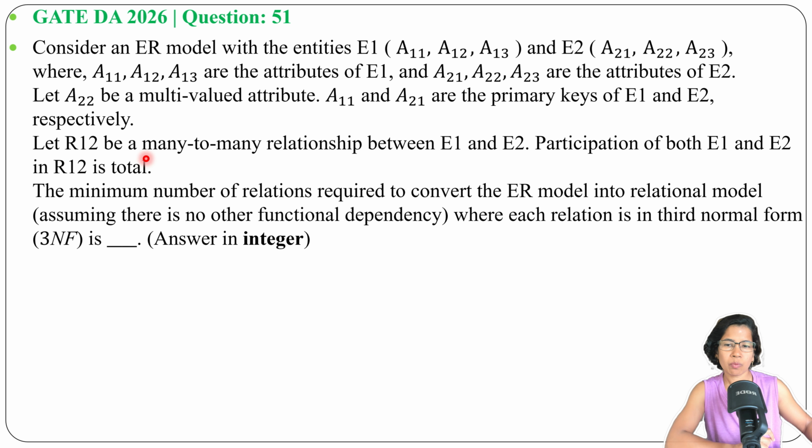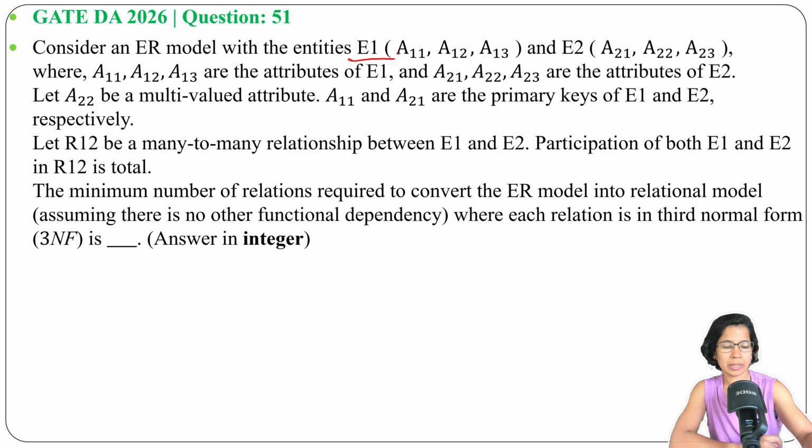Let R12 be a many-to-many relationship between E1 and E2. Participation of both E1 and E2 in R12 is total. The minimum number of relations required to convert the ER model into a relational model, assuming there are no other functional dependencies, where each relation is in third normal form, is dash.